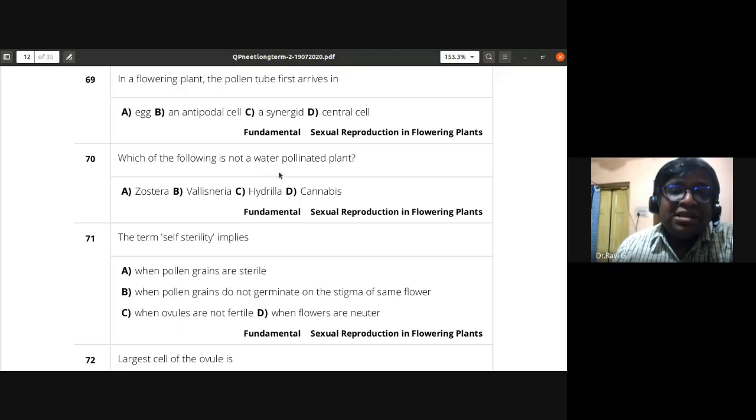Which of the following is not a water pollinated plant? Cannabis is not a water pollinated plant, whereas Zostera, which is not an algae, Vallisneria and Hydrilla are submerged aquatic plants. All these three undergo water pollination or hydrophily. Cannabis sativa is the ganja plant, so it is a terrestrial plant and does not have water pollination. D is the answer: cannabis does not undergo hydrophily.